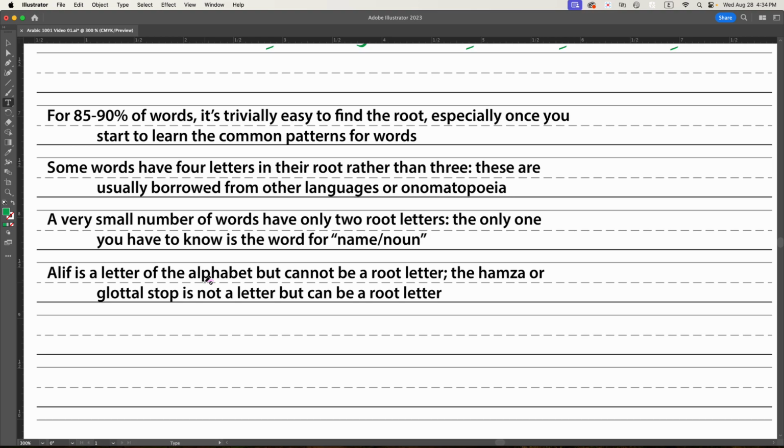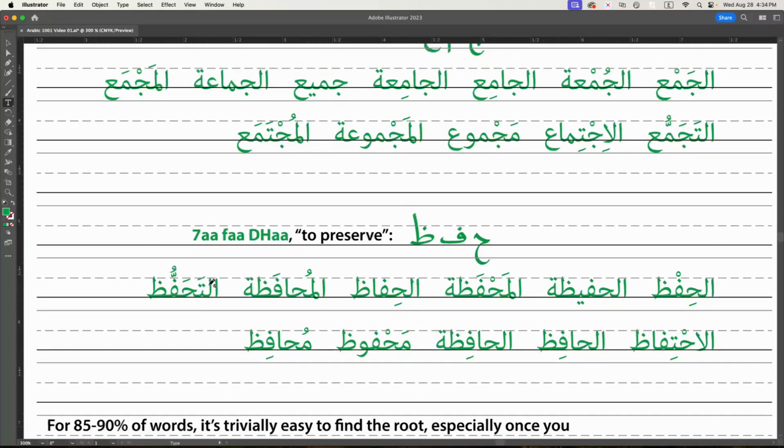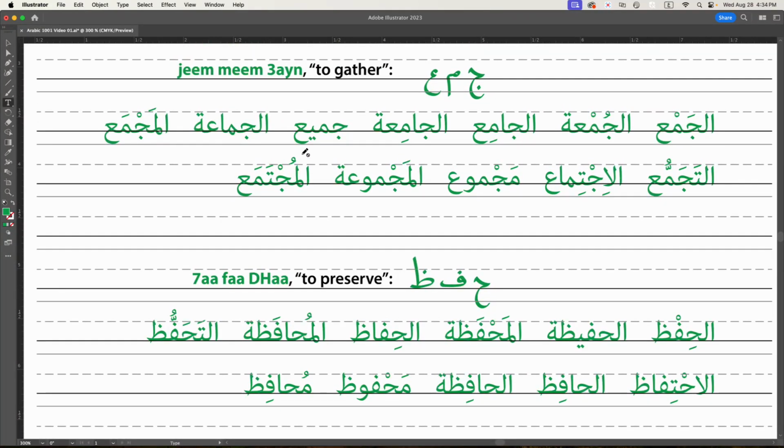But for now, just understand that words have roots. They're nearly always 3 letters, and those 3 root letters determine the general field of meaning for a word. And that's a way in which English doesn't do things at all.